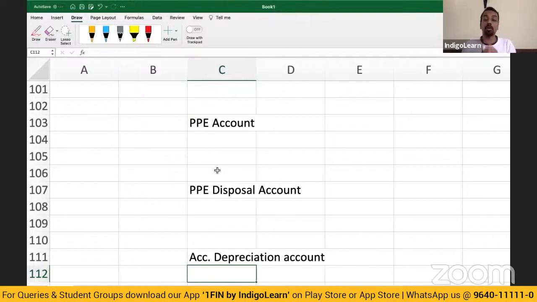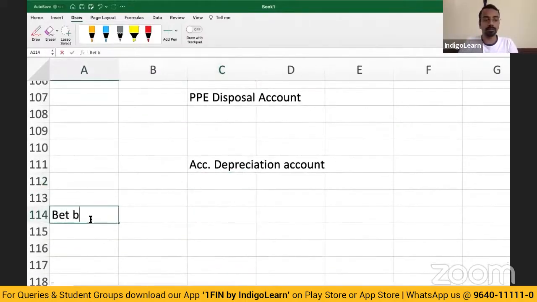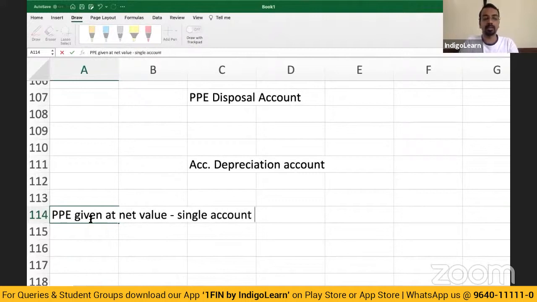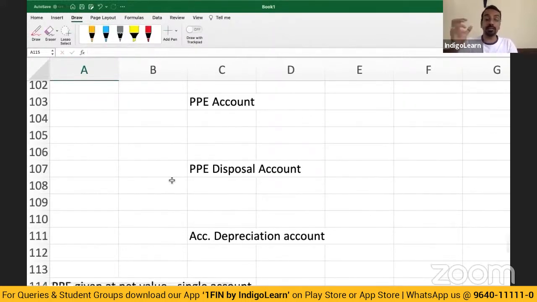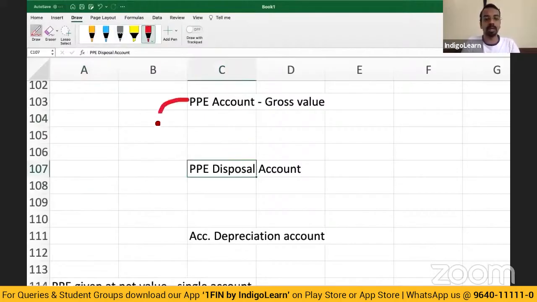So, see, if the question gives you information on net book value, then you will prepare a single account. But if it has given you gross values, then please prepare the PPE account at gross value. From this gross value, transfer the amount relevant to this PPE disposal account. So what will happen is, from the PPE account, whatever is being sold will be transferred here. Relevant depreciation will also be transferred here, right? And then whatever is the amount received will be credited here, and you can find out the balancing figures based on that.